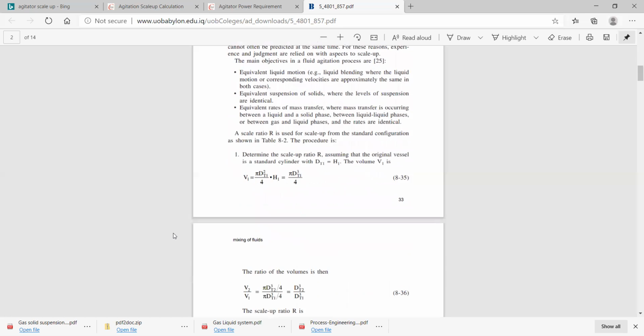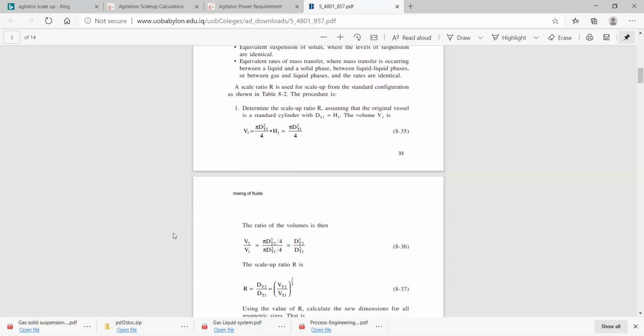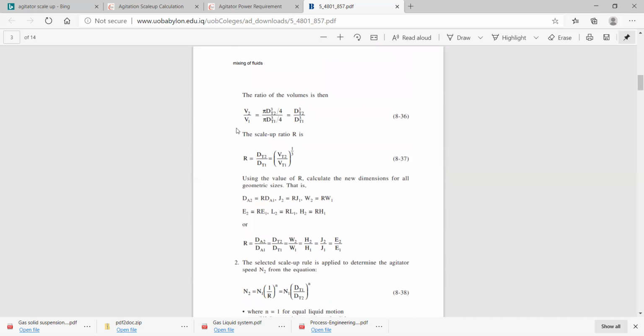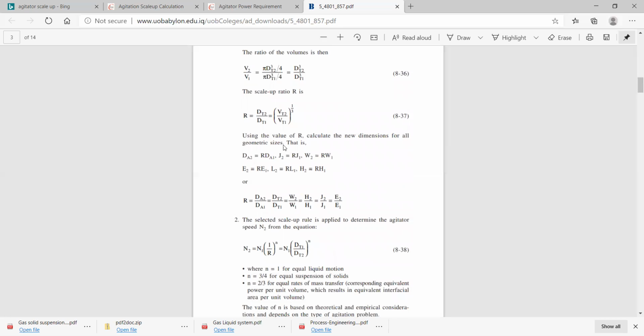A scale ratio R is used for the scale up, and from the standard configuration, the procedure is: determine the scale up ratio R, assuming that the original vessel is a standard cylinder with DT1 equal to H1 and the volume V1. Then we get this expression. The ratio of the volumes is then V2 by V1 equal to DT2 cube by DT1 cube. The scale up ratio R is DT2 by DT1.